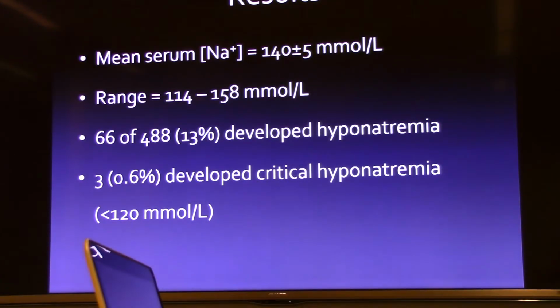So they showed that the mean serum sodium was 140 with a range reported there. About 13% of people developed hyponatremia, and of the total number, about 0.6% developed what they call critical hyponatremia, which is less than 120 millimole per liter.